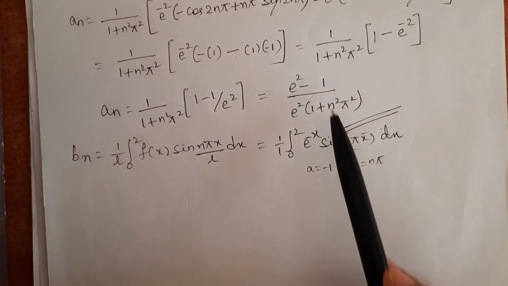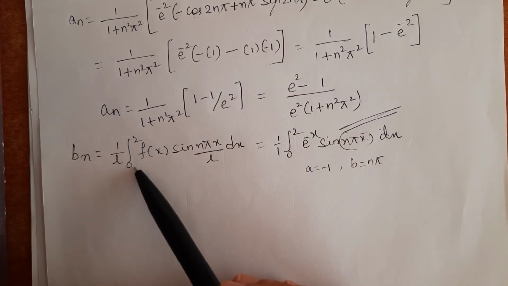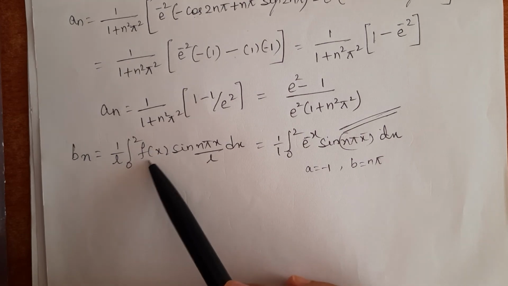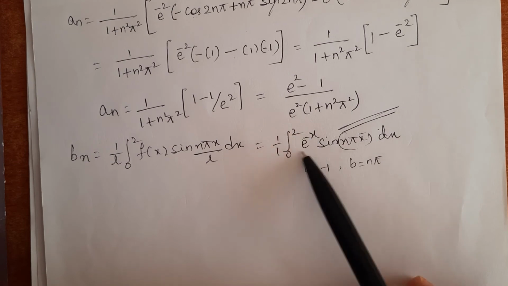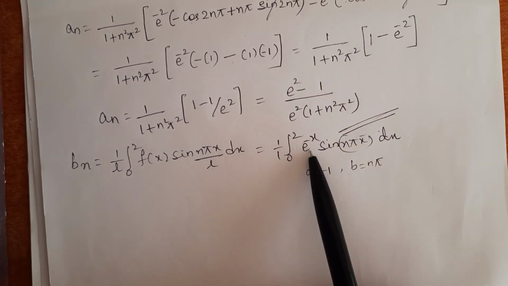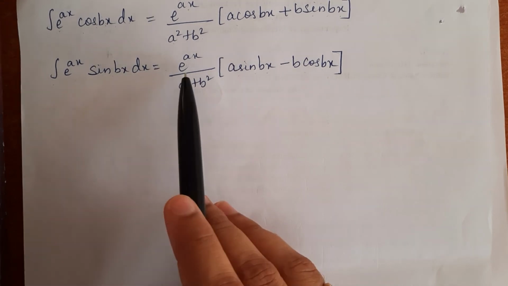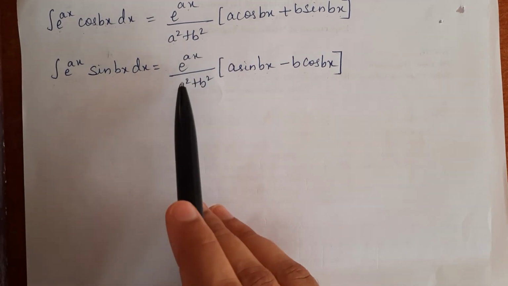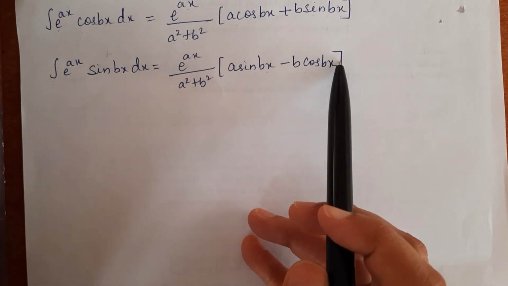So after finding an, to find out bn, we have a formula: 1 by L integral between 0 to 2L of f of x sin n pi x by L into dx. That is, f of x is e power minus x into sin n pi x into dx. Again, we have exponential into sine function. We have a standard formula. Whenever we have exponential into sine function, the formula is e power ax divided by a square plus b square into a sin bx minus b cos bx. I will substitute this formula.